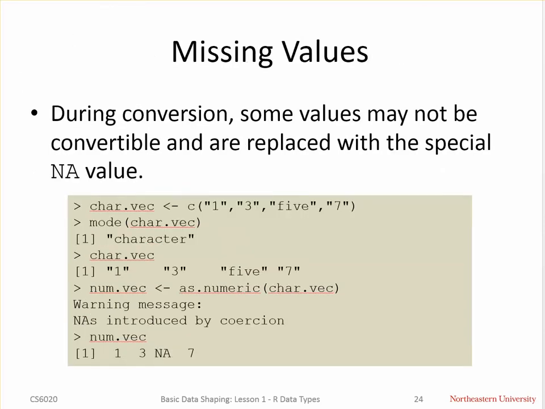Now, when you do conversions through the as functions, you may sometimes not be successful in converting certain elements. So for example, right here, if I say as.numeric of char.vec, and char.vec contains 1, 3, the string 5, 7, it can only convert 1, 3, and 7, and the 5 it can't convert because it doesn't really interpret the letters. So it's then going to introduce NA as a missing element. It says I can't do anything with it, so I'm going to introduce the not available element.